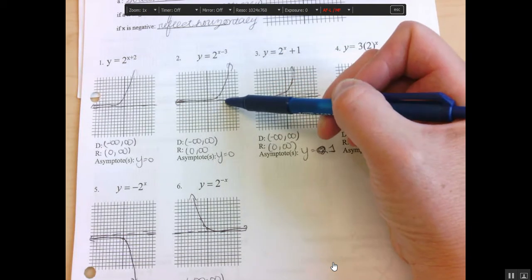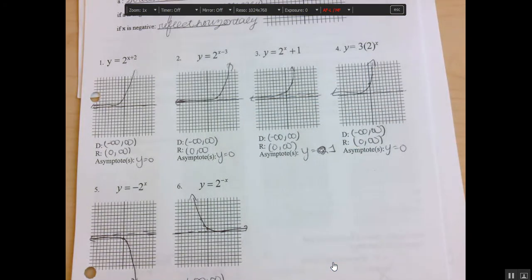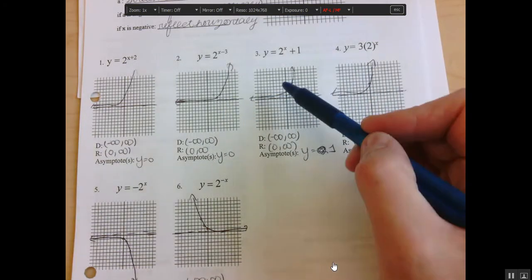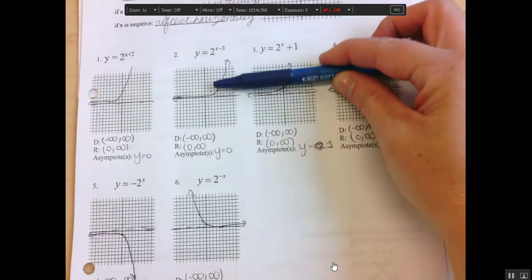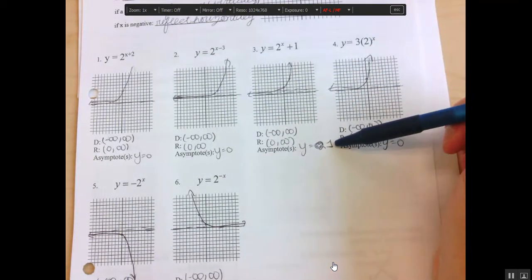Her asymptote stayed in the same place for all of the graphs except for which one? The third one, because in this one, everything shifts up 1. So her asymptote now is at y equals 1.